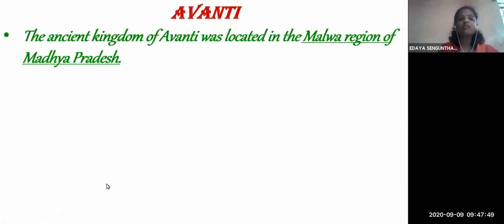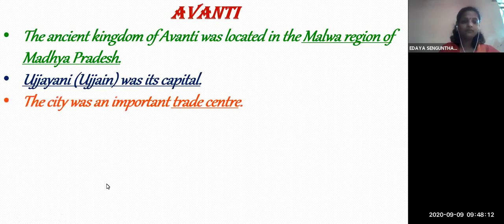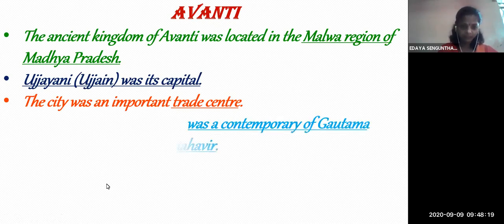The ancient kingdom of Avanti was located in the Malwa region of Madhya Pradesh. Kosala was in Uttar Pradesh and Nepal, Vatsa was in Uttar Pradesh, Prayag, and now Avanti is in the Malwa region of Madhya Pradesh. Ujjain, or Ujjaini, was its capital. The city was an important trade center, as the capital of the state.